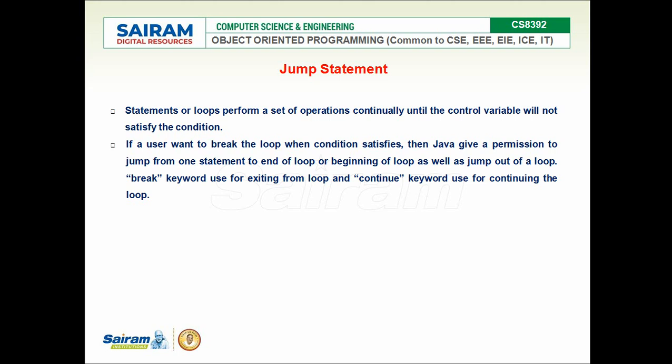So next is the jump statement in Java, our third control flow statement. Loops perform a set of operations continually until the control variable no longer satisfies the condition. If a user wants to break a loop when a condition is satisfied, then Java gives permission to jump from one statement to the end of the loop or the beginning of the loop.